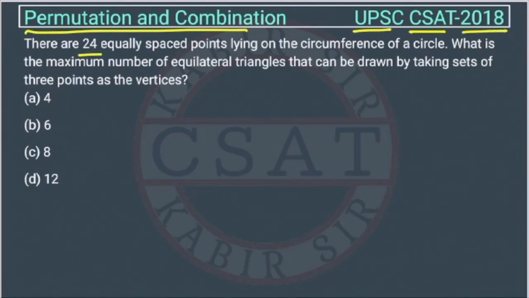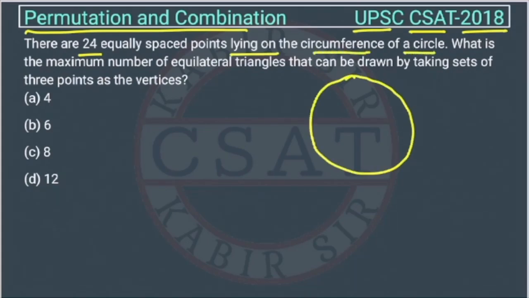There are 24 equally spaced points lying on the circumference of a circle, right? So there is one circle and 24 points are arranged on it, lying equally spaced. The circle is 360 degrees, so we will arrange 24 points in that. How will they be arranged?